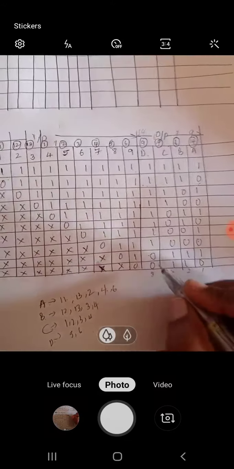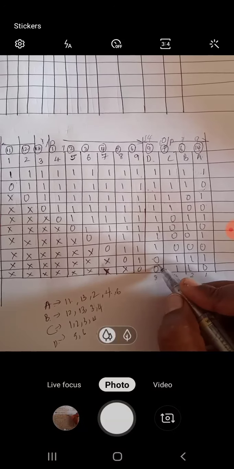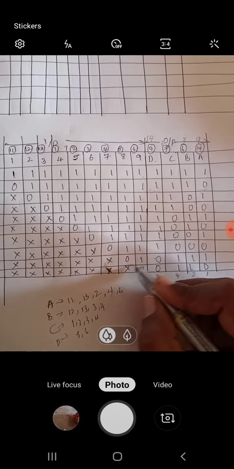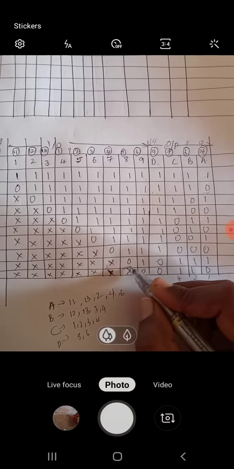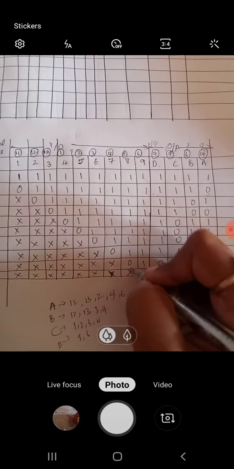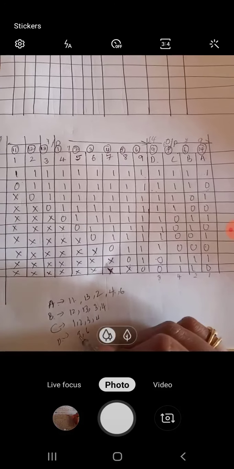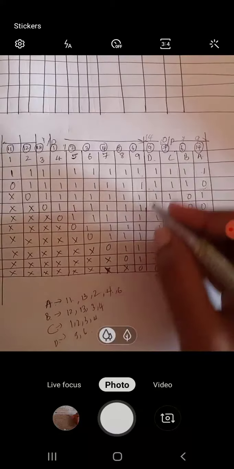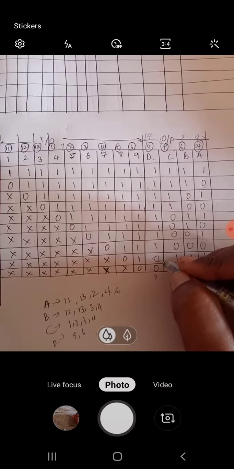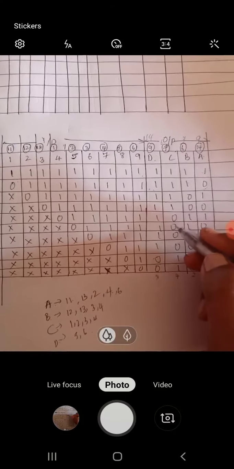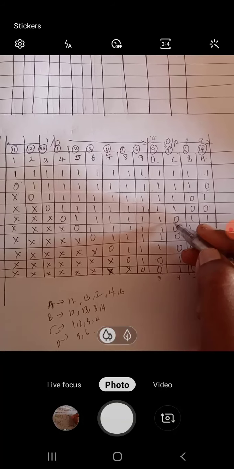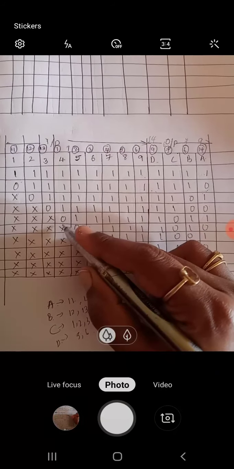For example D. Okay, so D is 0 and 0. So when it is 0, you have to look for zeros here. So what is this number? So this number is what? 5. And this number is what? This number is nothing but 6. So 5 and 6. Similarly C. So this is column C. So this is what? This is one number. So what is this? This is 1.